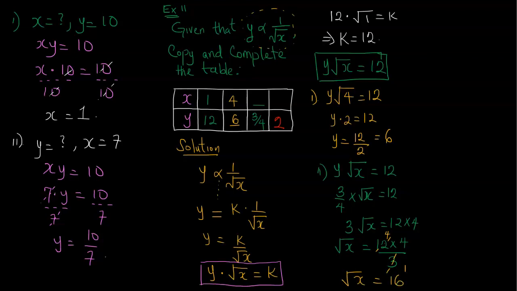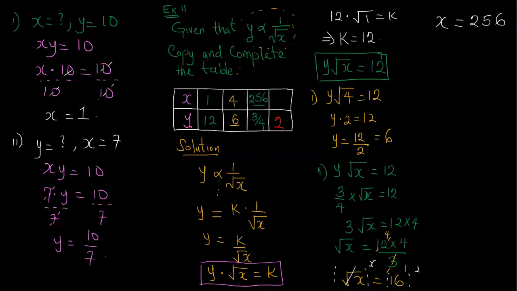To clear the square root, I'm just going to square both sides. So if I square the left side and also square the right side, the square is going to cancel the square roots. So I'm left with x equals the square of 16 is 16 times 16. This is 256. So here I'm going to have 256.